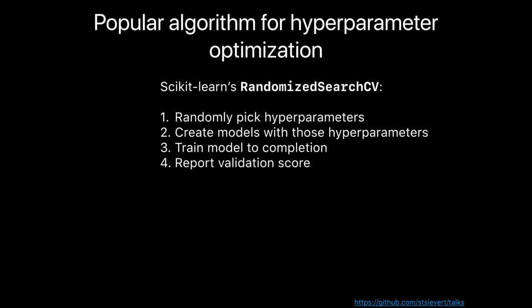A very popular algorithm for hyperparameter optimization is random search. Scikit-learn implements RandomizedSearchCV that does exactly this. For this problem, I have a model and parameters are given to me. What random search does is randomly select some hyperparameters, initialize the model with those hyperparameters, train to completion, and report the validation score, and do that probably 10 more times or something. And then it says the best set of hyperparameters is the one with the best validation score.